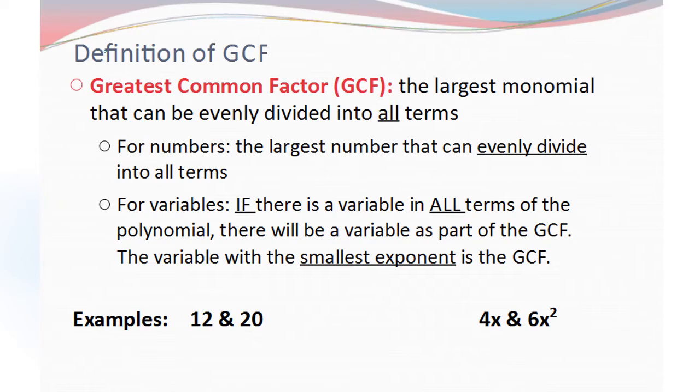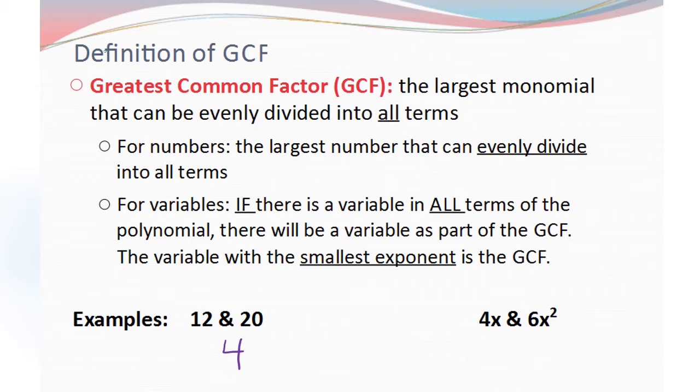So for example, if we have 12 and 20, and we want the GCF of those two numbers, the GCF is going to be the largest number that divides evenly into both 12 and 20. So 1 divides evenly into both of them, 2 divides evenly into both of them, but also there's 4. If you divide 4 into 12, you get 3. If you divide 4 into 20, you get 5. And 4 is the largest number that can divide evenly into both of them.